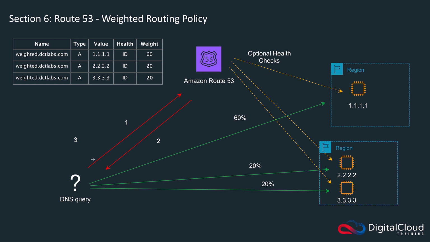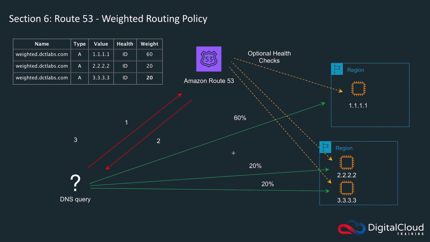So the way this works, you've got your DNS querier, whatever that might be, a user, a machine, an application, sending a request for weighted.dctlabs.com. The response comes back, and 60% of the time, that response is going to send you to the instance in this region here. Of course, these could be in the same region or they could be in multiple regions. That's not really a problem. You can set that up however you want. And then 20% of the time it's going to send to each of these two resources.